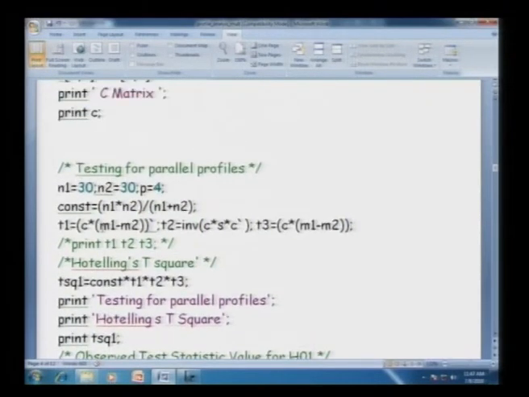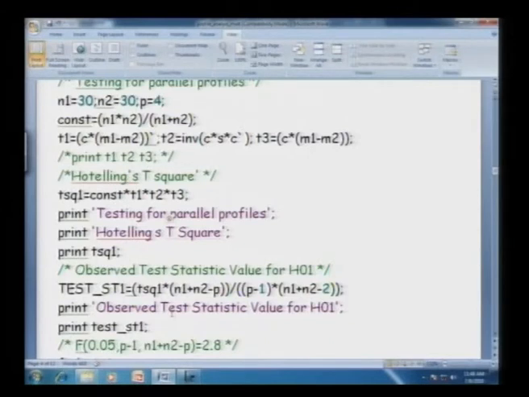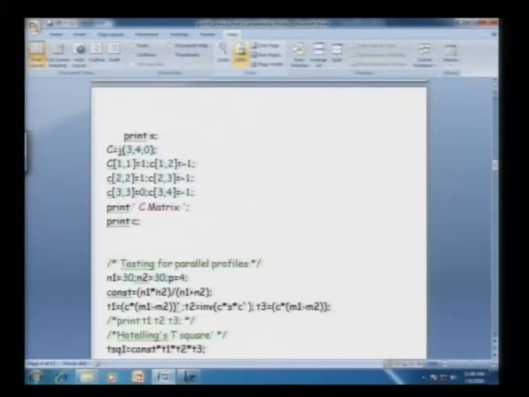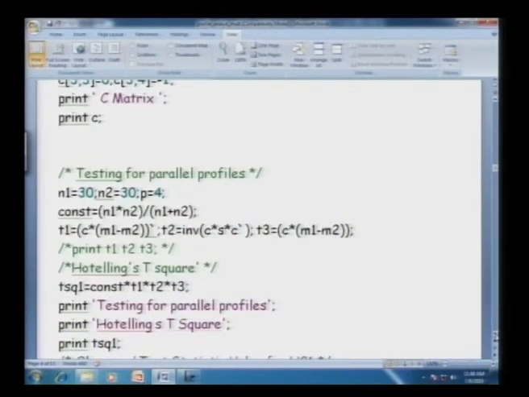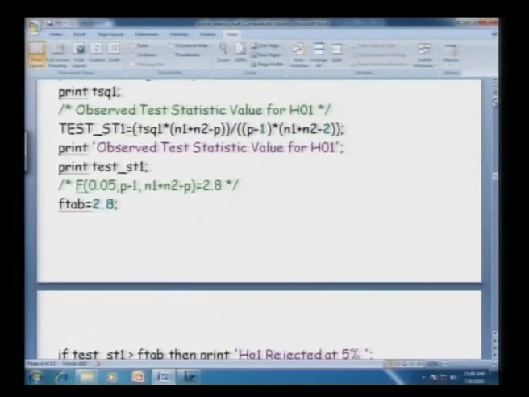When we are testing for the parallel profiles here, we have n1 equal to this, n2 equal to this, p, the dimension, is 4, and then we will have to compute the Hotelling's T-square statistic. We are looking at computing that Hotelling's T-square statistic, and then we will be looking at the tabulated value of the F distribution. We will compare that with the tabulated value of the F distribution, and comparing that we will have the Hotelling's T-square statistic being either accepted or rejected. So for the parallelity of the profiles, we will require this observed test statistic value for H01.